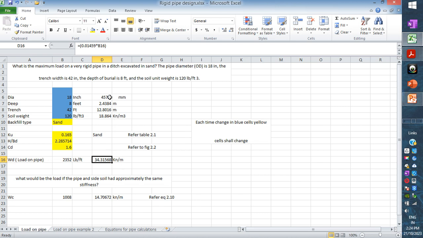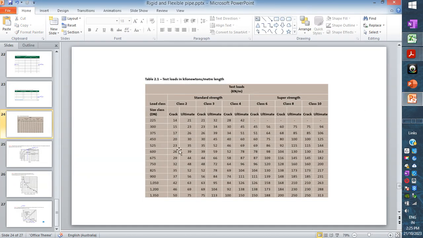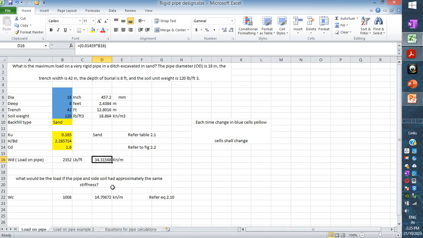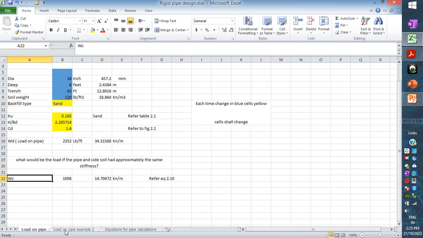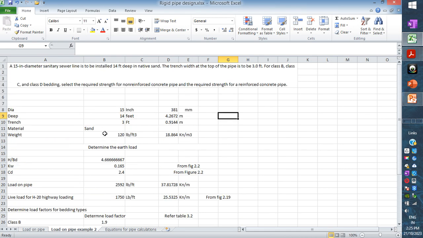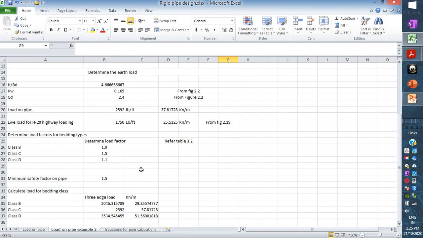So when you have a 500 dia pipe, 2.5 meter depth, width of the trench, and the embankment is gravel or soil, it will carry a maximum load of about 34.31 kilonewton per meter. So if I go in here, 34 is here, class 3 is okay, but then I should use a class 4 pipe. And now load 2. Similarly I have used example 2.